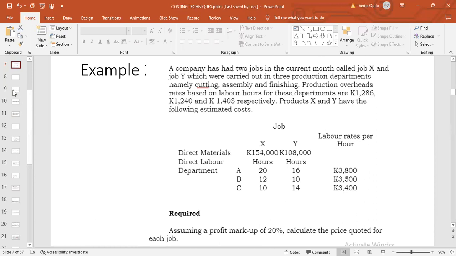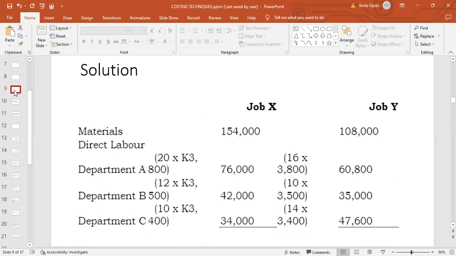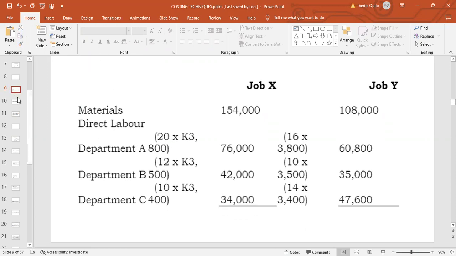Okay, so we can start looking at the question. So we shall start off with the first job. The first job is job X. So for each and every one of the jobs, we have to factor in how much in total is the company incurring in terms of material costs, in terms of labor costs, and then also in terms of the overhead costs. Because for each and every one of the items, the company has to incur what?